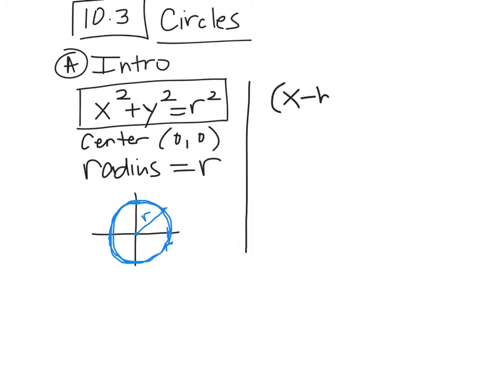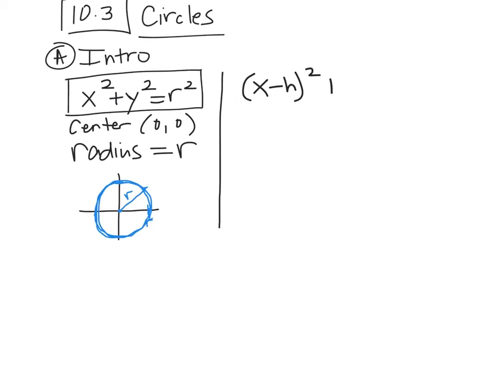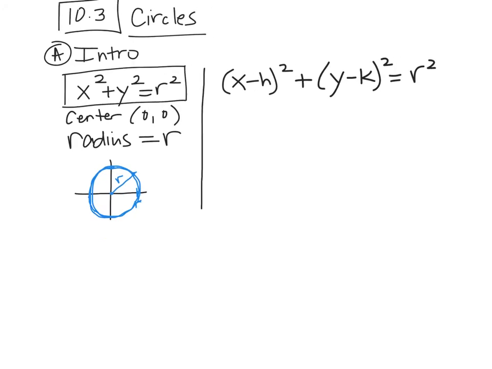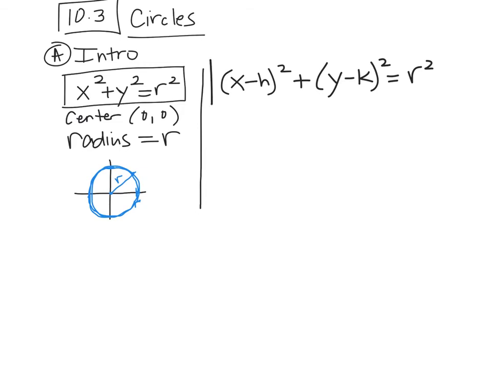x minus h squared plus y minus k squared equals r squared. All right, so as you can see, I added some stuff in there as opposed to the other one. h and k are the only things that are different.